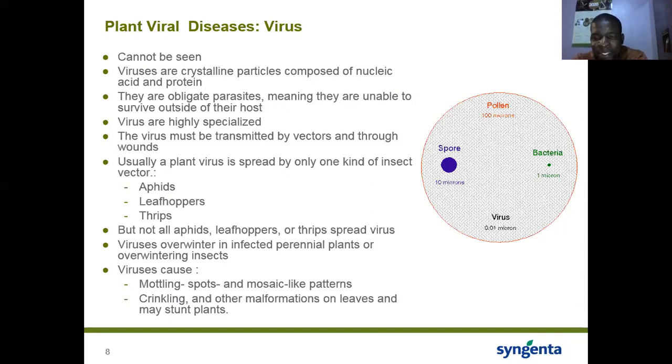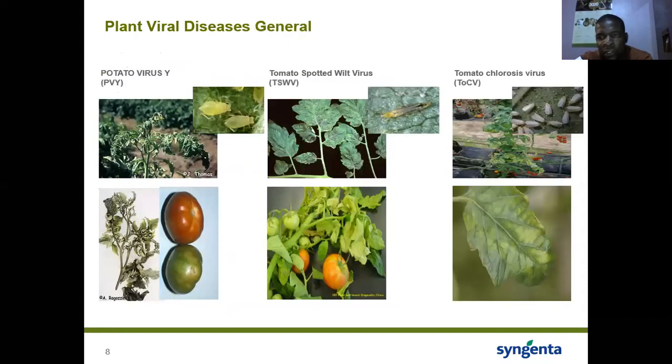These viral infections are usually transmitted by pests. Examples of pests that transmit viral infections are aphids, leafhoppers, thrips, and whitefly. So we are going to look at the common viral diseases and their vectors. We've got one disease on our left. It's known as the potato virus. So potato virus is transmitted by aphids.